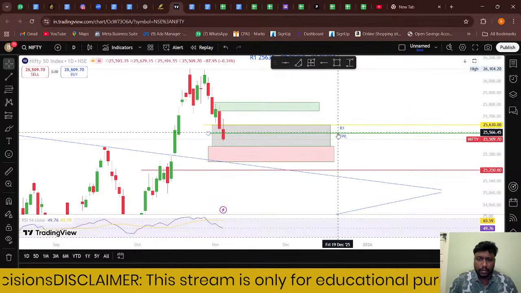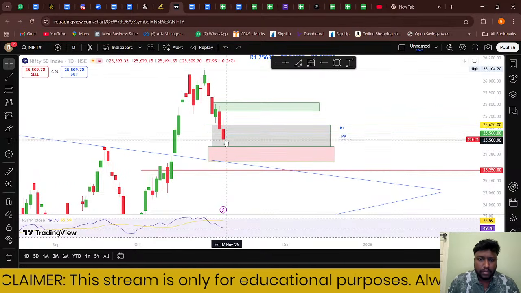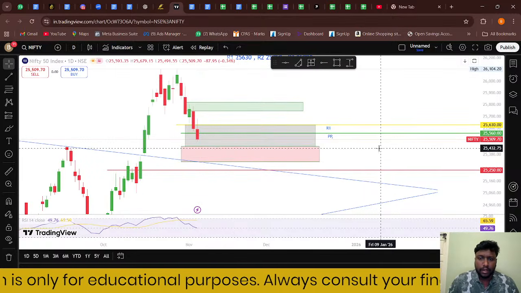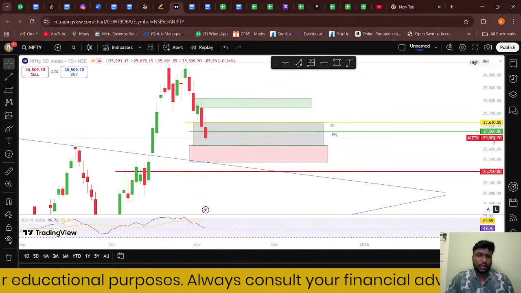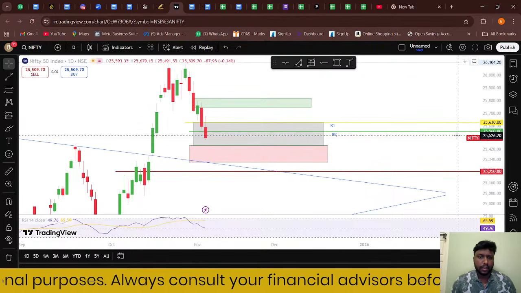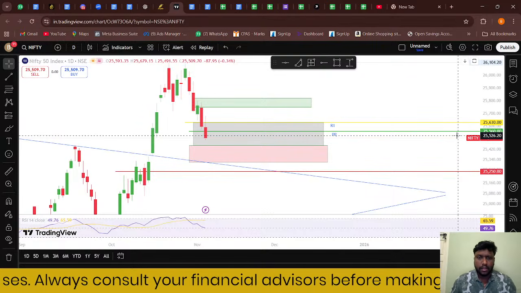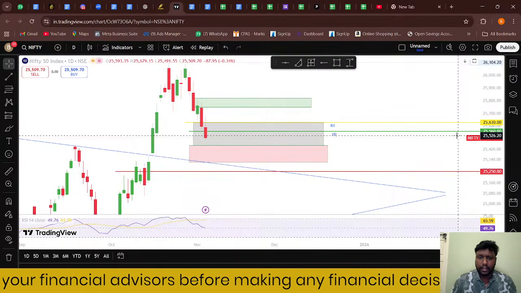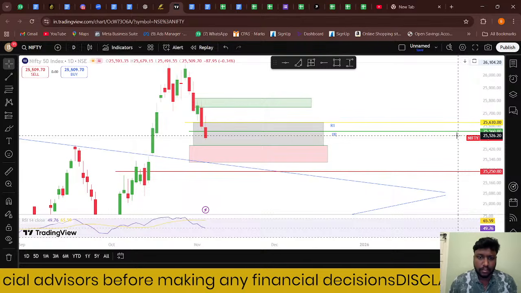With respect to the pivot line, if you see, the market actually closed below this, it is trading below this particular pivot point level. So definitely I am going for this bearish view only. And if you see the Gift Nifty as well, it is trading in negative. So definitely it indicates a bearish start or bearish continuation in the market.